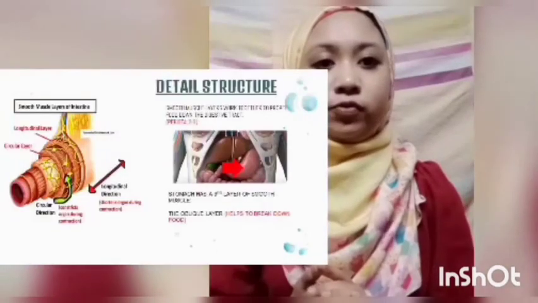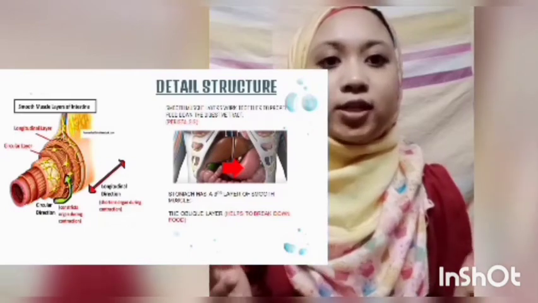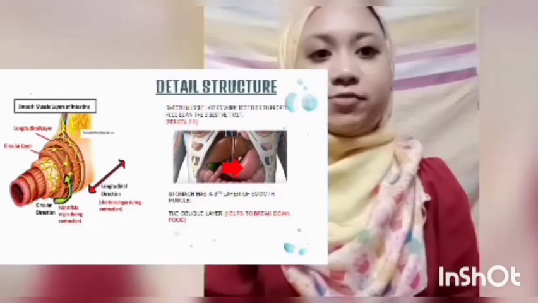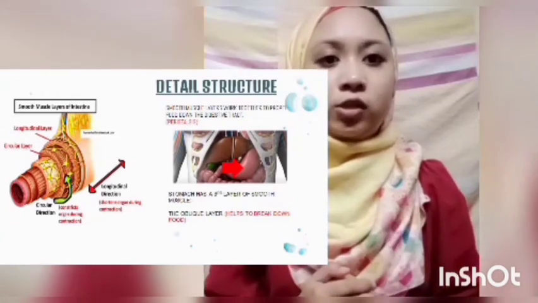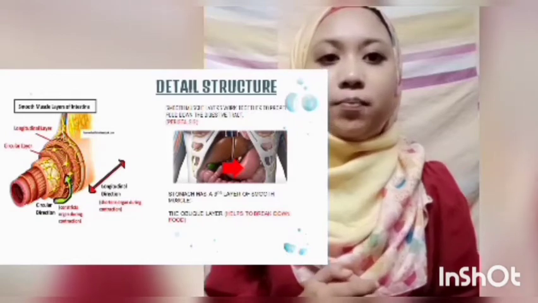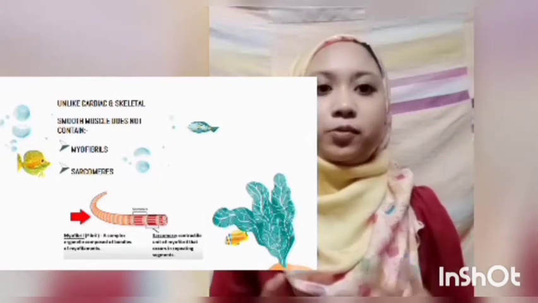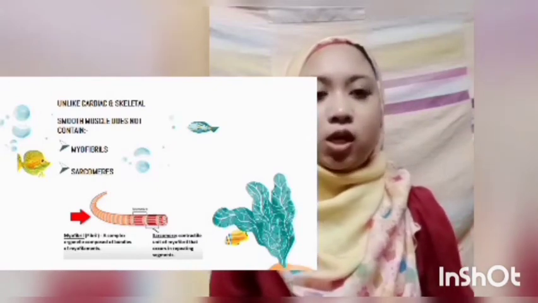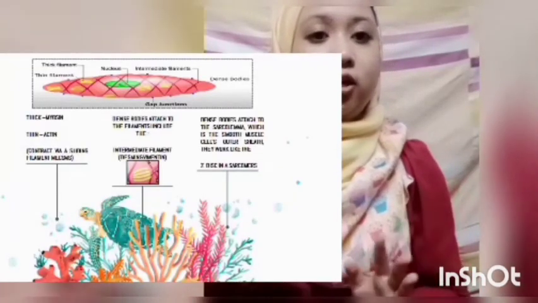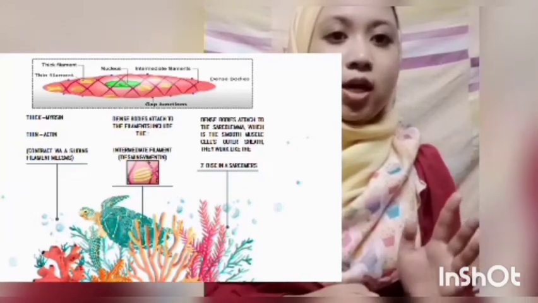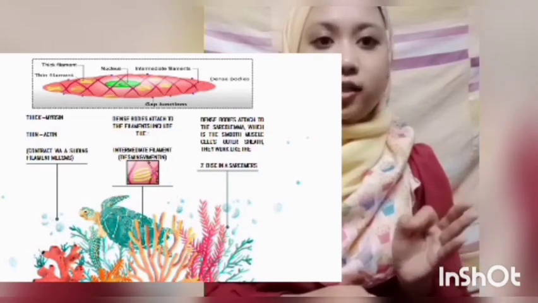Okay, now let's move to the more detailed structure of smooth muscle tissues. In this part, I take the digestive system as an example. We can see here that smooth muscle tissue has a few layers that work together to propel food down the digestive system via a process called peristalsis. It is unlike skeletal and cardiac muscles because smooth muscle tissues do not have myofibrils and also sarcomeres. As we can see here, smooth muscle cells consist of a few parts, which are the nucleus, dense bodies, and a few filaments like thick filaments, known as myosin, thin filaments or actin, and intermediate filaments.